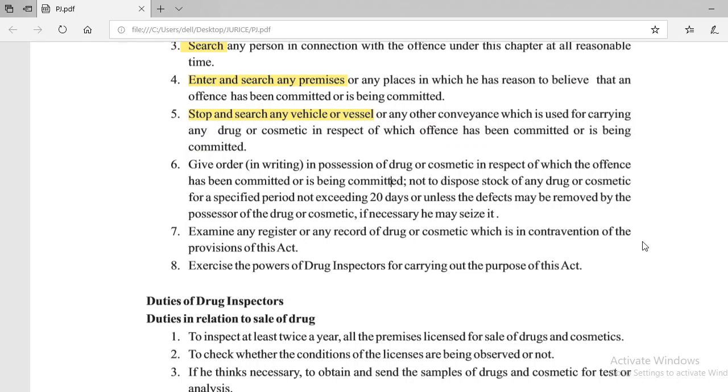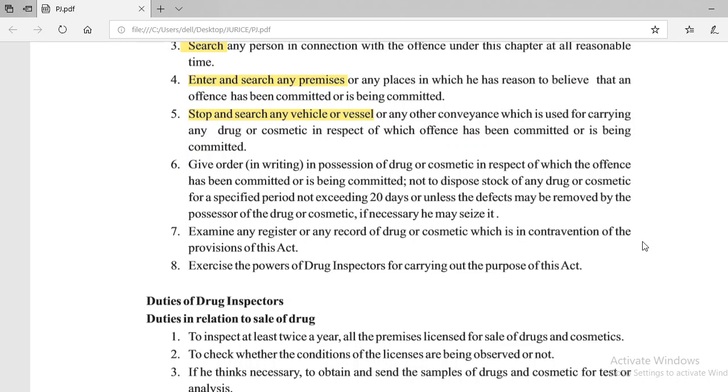So not disposing of a stock within the 20 days means it is also called an offense, and the drug inspector can, if necessary, seize that particular stock. Seize means he can block that particular stock and he can take that stock, not for himself but for the government, right? So this is also a very important power given to the drug inspector.